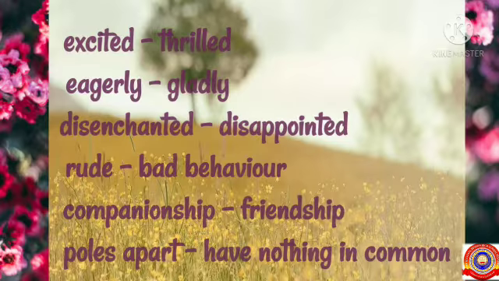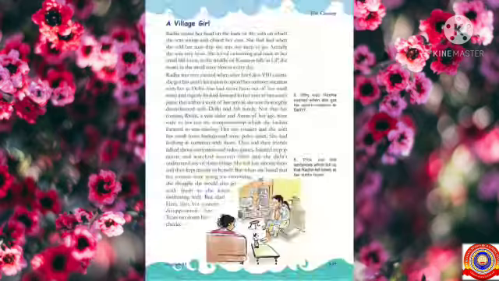Excited means thrilled. Eagerly, gladly. Disenchanted means disappointed. Rude means bad behavior. Companionship meaning is friendship. Poles apart means have nothing in common. Students, did you understand the meanings of the difficult words? Okay. Now I'll give you the explanation of this second part. All of you listen carefully, okay?